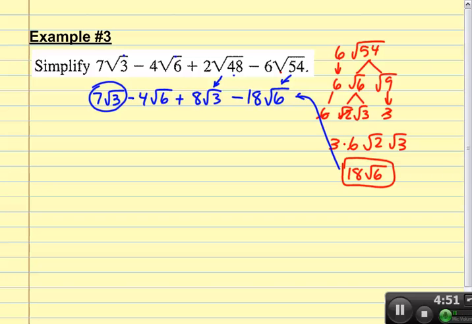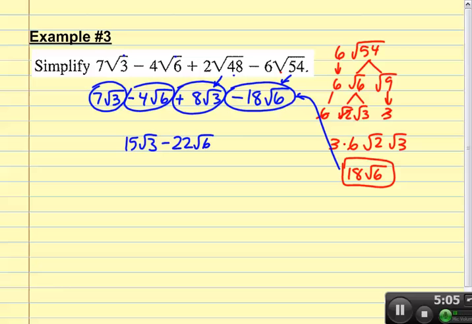This 7 root 3 and positive 8 root 3 can be put together to give us 15 root 3. Minus 4 root 6 and minus 18 root 6 is minus 22 root 6. And that's it. These root 3 and root 6 cannot be simplified anymore. These are not like terms, so I can't put them together. Done. Okay? Problem simplified.